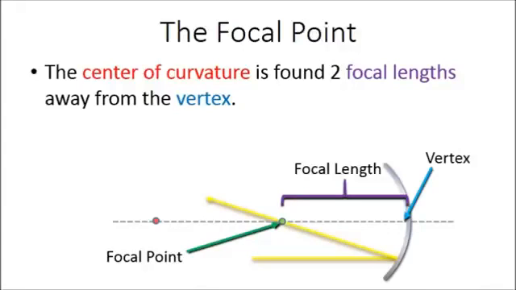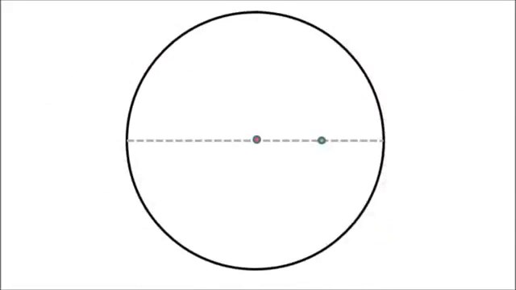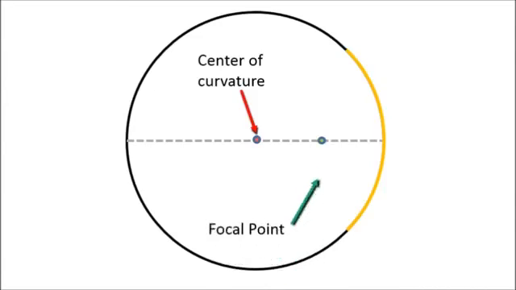Now the center of curvature is found 2 focal lengths away from the vertex. So if we go 1 more focal length away, that's the center of curvature. And what the center of curvature is, basically, if the mirror was a full circle instead of just a segment, like this, that yellow part there is the mirror. The center of curvature right there is the exact center of that circle. So it's the center around which the mirror is curved, basically. And that's the focal point halfway in between.